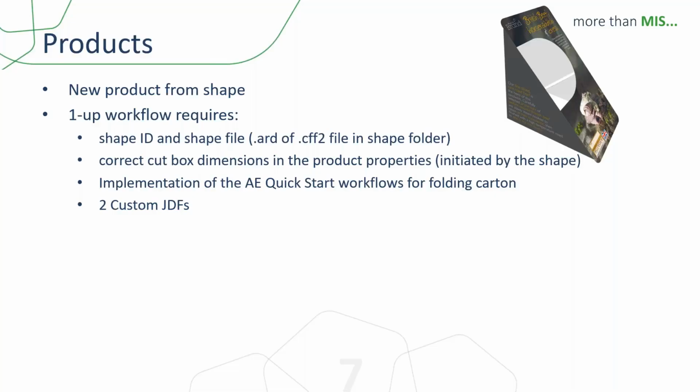We also need cut box dimensions in the product properties. So these were also available in the shapes, and by creating a product out of a shape, the cut box dimensions are also taken over in the product. Then we need an implementation of the automation engine quick start workflows for folding carton, and we need on the cerm side 2 custom GDFs to initiate the whole process.